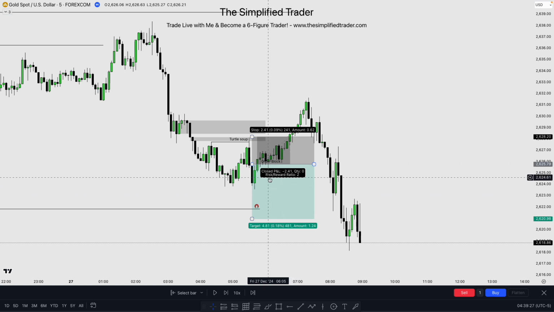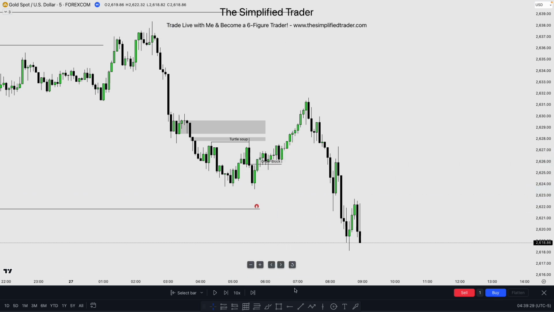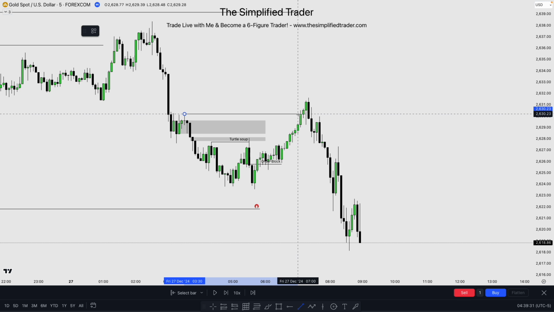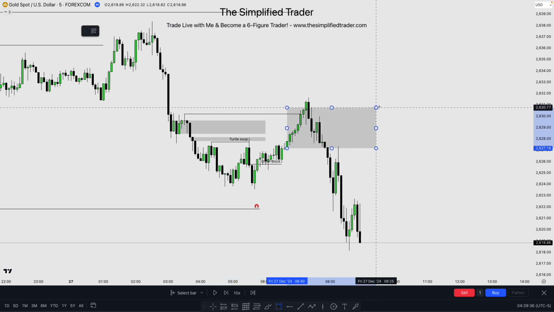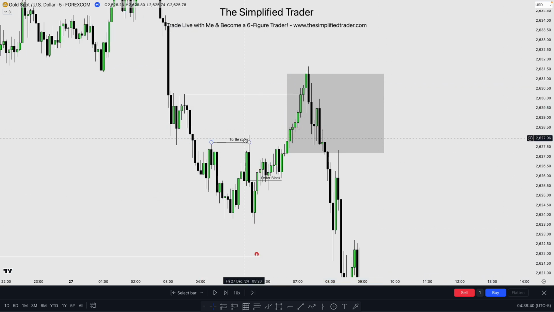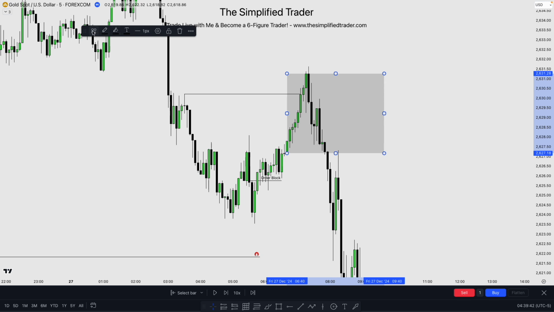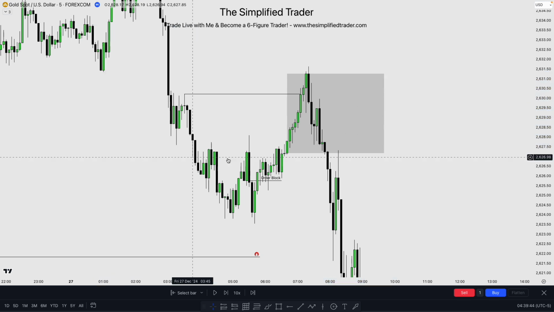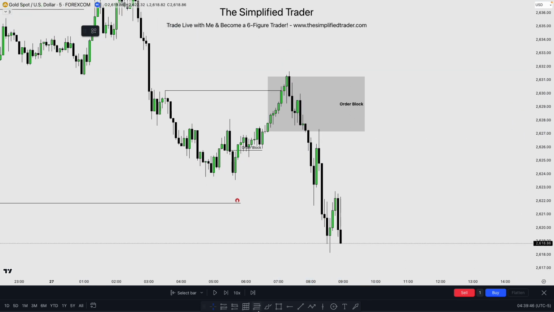Now that we have this failure, what happens now? Now we go ahead and we sweep liquidity again, and do we form an order block? As soon as we close below these consecutive up-close candles, the new order block gets formed. And so here we have our order block, and what happens here?